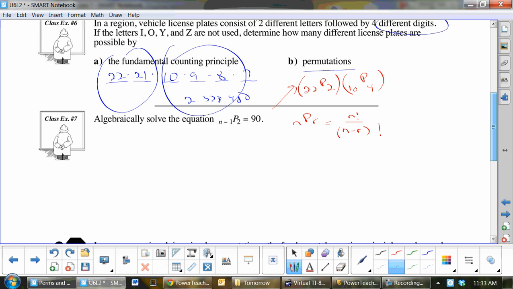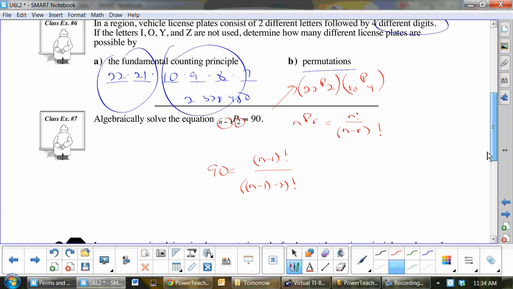Now, all of that is going to equal 90. All you're going to do in the formula is wherever you see n, replace it with n minus 1, and wherever you see r, replace it with 2. So that would be n minus 1 factorial, because n gets replaced with n minus 1, all over n minus 1 minus 2 factorial. And this all equals 90, remember.